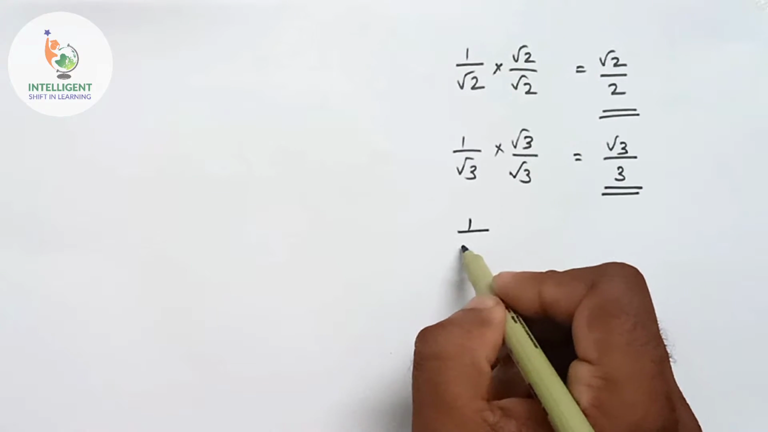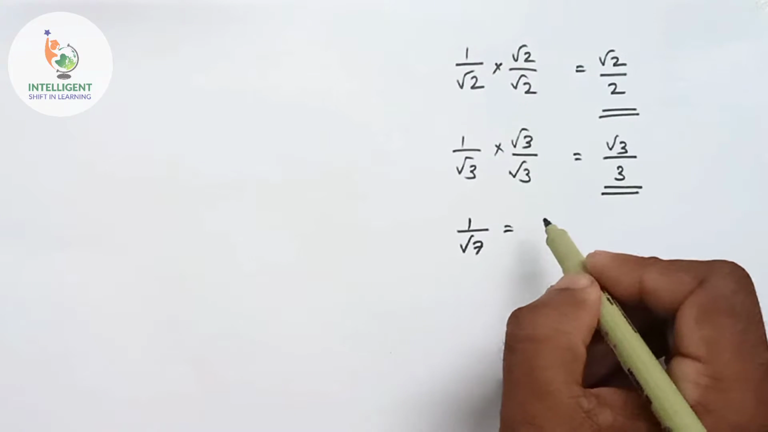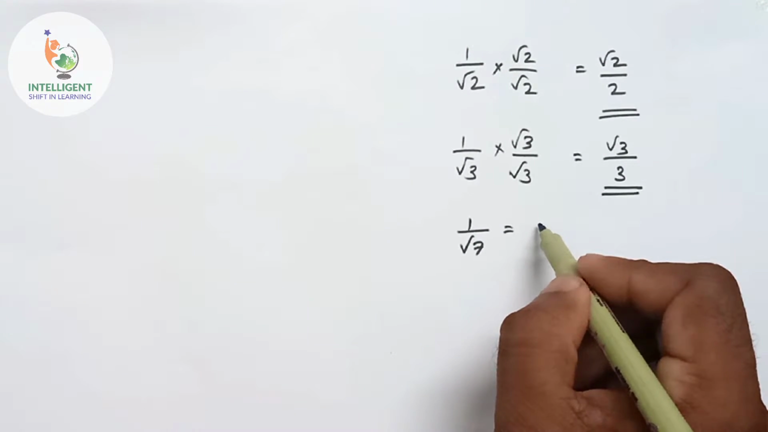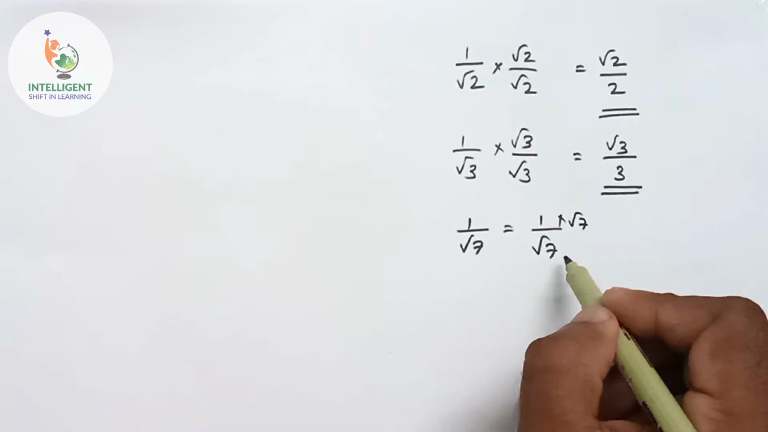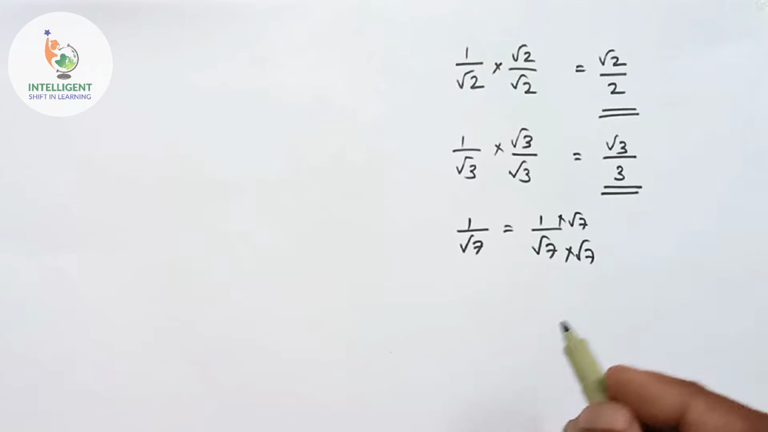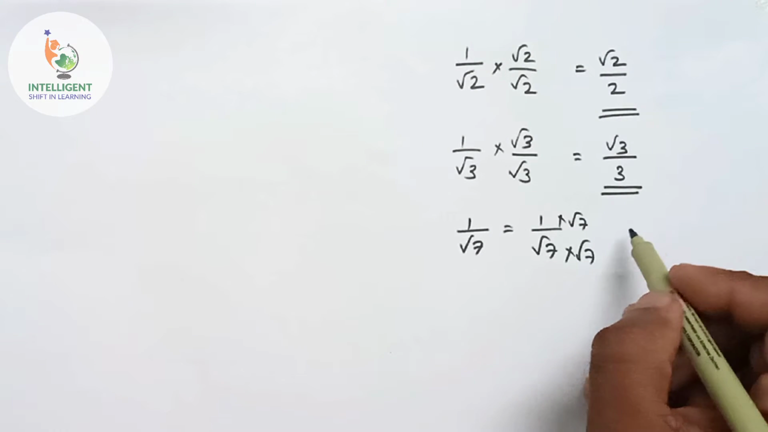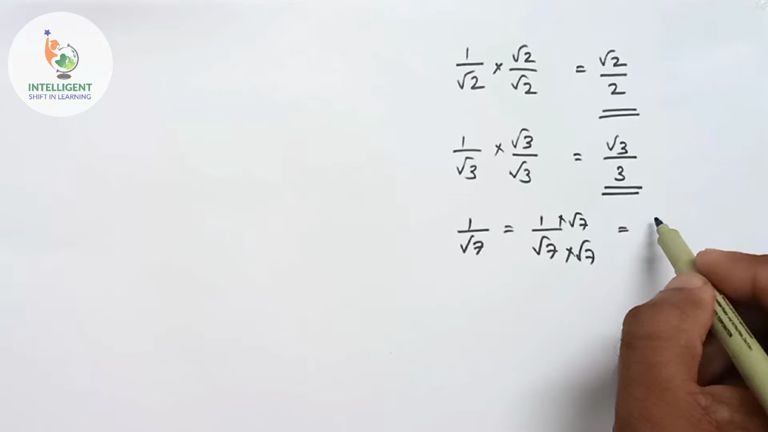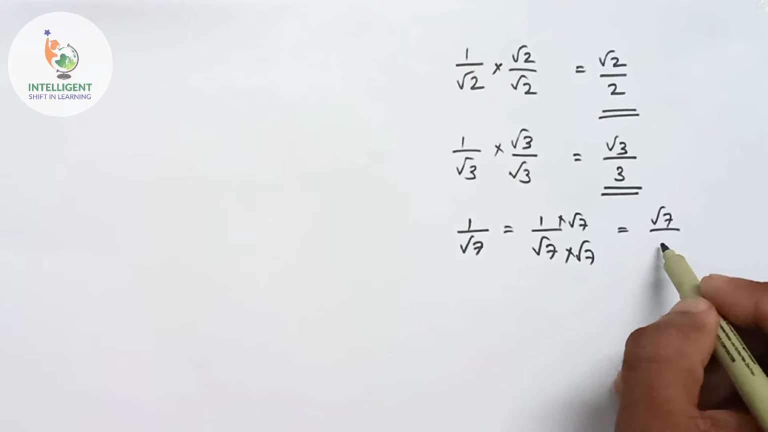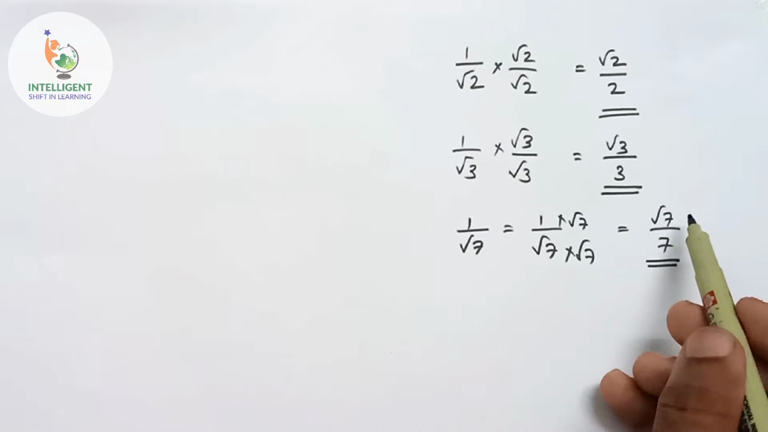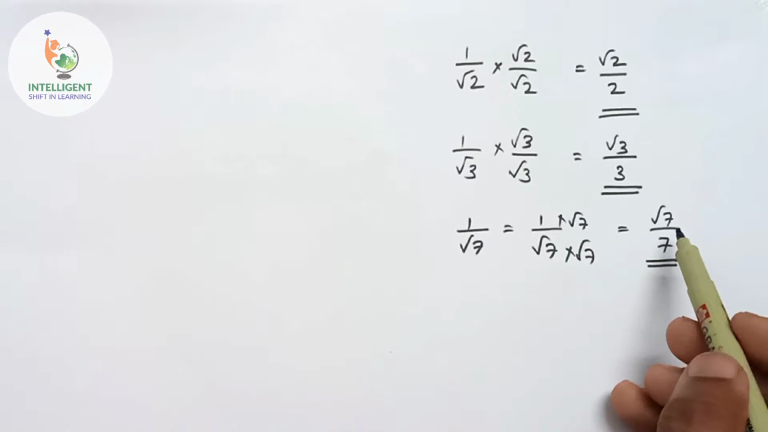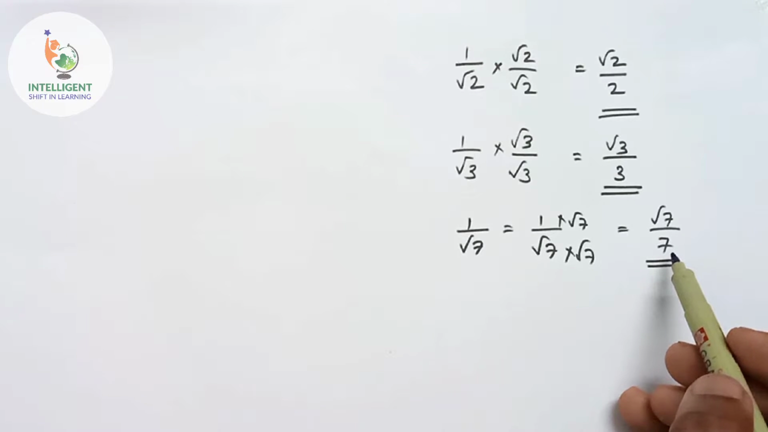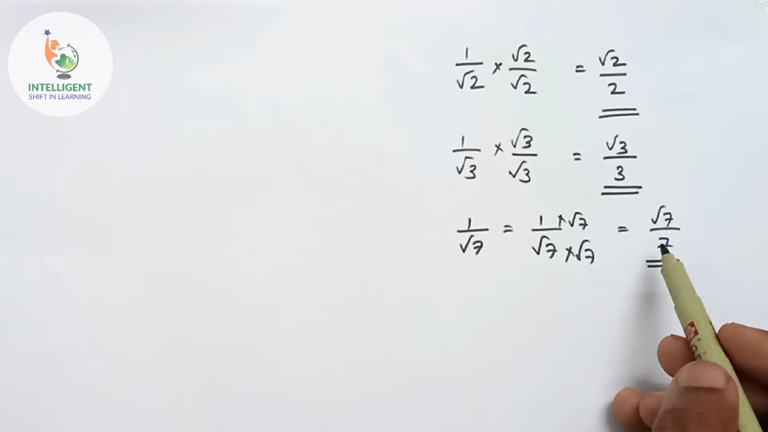Again, 1 by root 7 is equal to 1 by root 7. In numerator and denominator, we are multiplying with root 7. It will be root 7 by 7. The equivalent fraction of 1 by root 7 is root 7 by 7 with denominator a rational number.